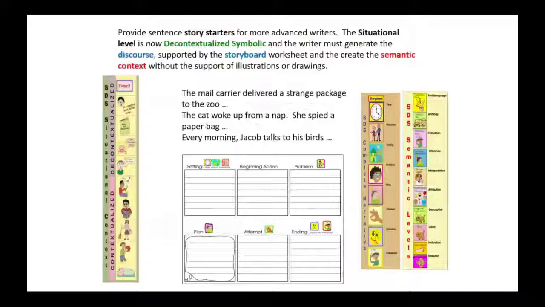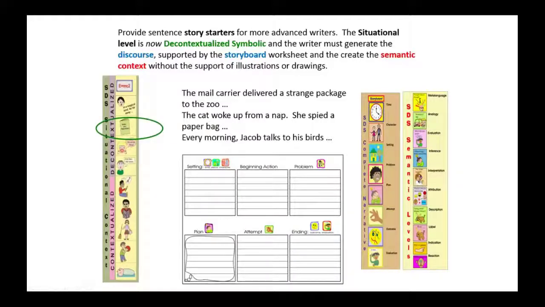Okay, at an even higher level, if you've got kids that don't need the pictures at all, then you can use story starters. The mail carrier delivered a strange package to the zoo. The cat woke up from a nap. She spied a paper bag. Or every morning Jacob talks to his birds. So you basically have story starters that are ideas that kids can write about. They can use the story planning sheet to visualize the story, or they can just write it following the story grammar, etc. So after we go through a series of these that get progressively less and less supported by pictures, after several episodes of that narrative writing, kids get much better at narrative writing.